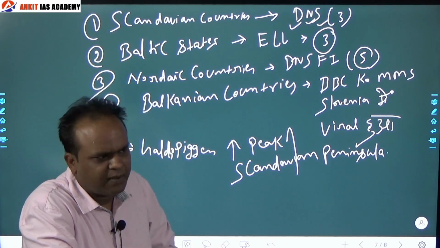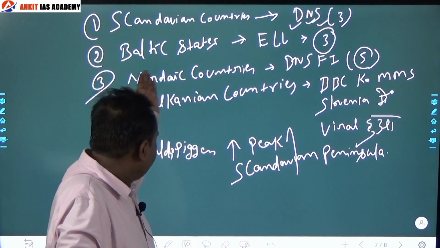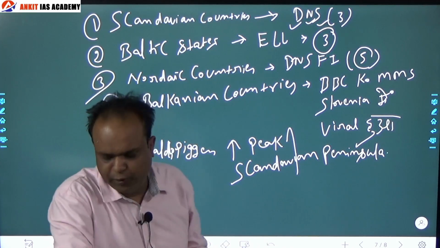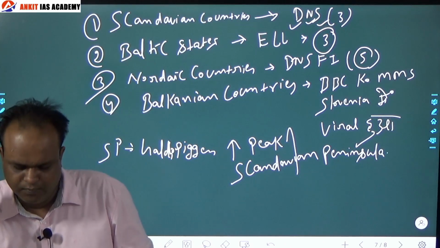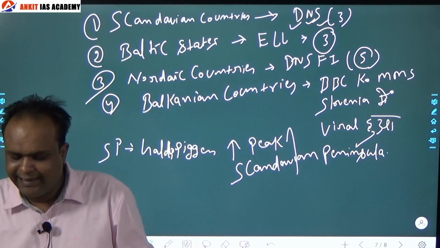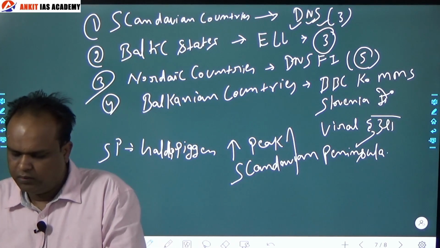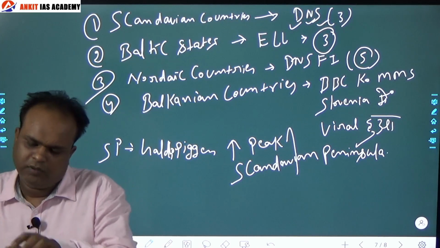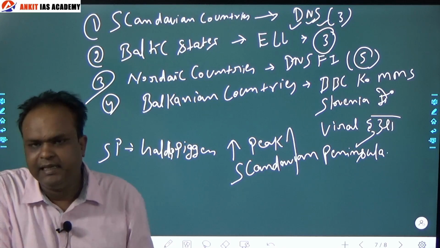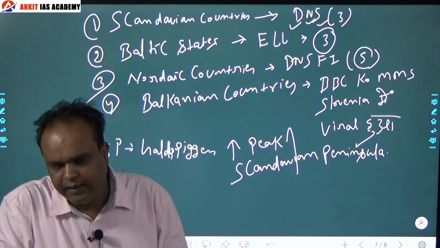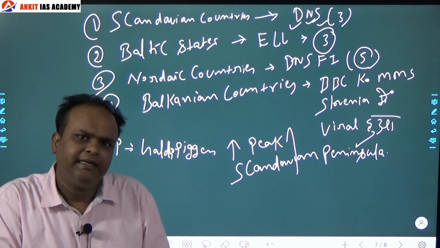There are 3 countries, remember: Denmark, Norway, Sweden. Next is Baltic, ELL, Estonia, Latvia, Lithuania. Note down Baltic countries. Heading is Baltic countries. Estonia, Latvia, Lithuania.